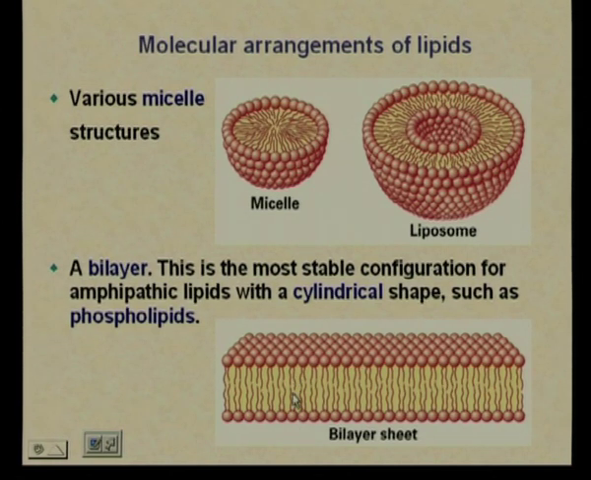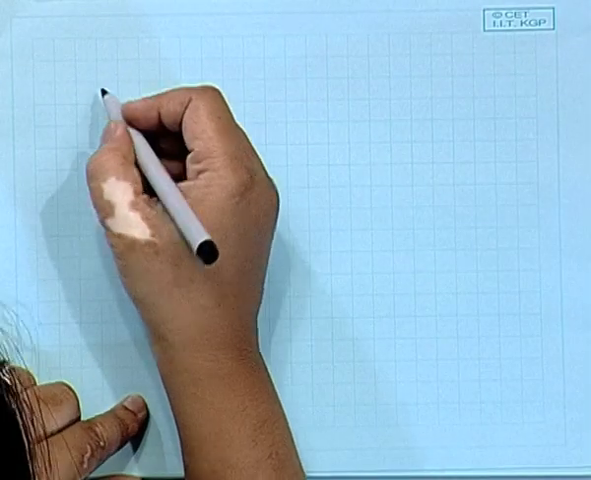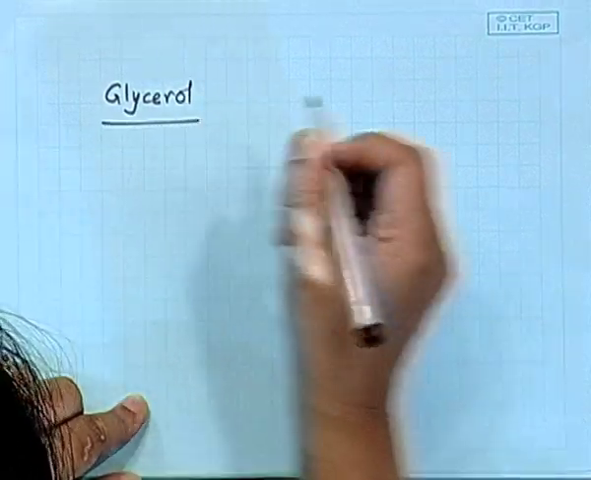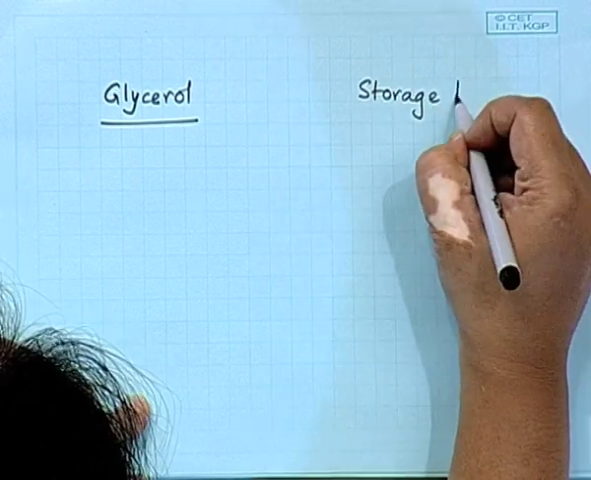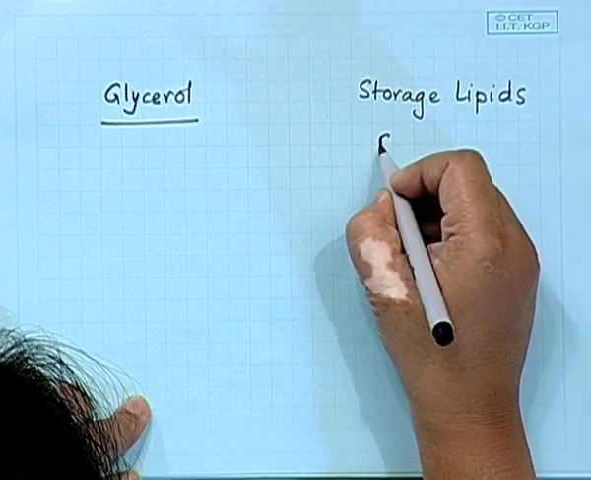And it is this bilayer that is going to result in all of the transportation, all of the lipid structures, all of the membrane structures that we will be seeing in the next class. So, basically what we have learnt is that we have our glycerol. In the glycerol we have storage lipids. What are storage lipids? Storage lipids are those that are fat droplets.